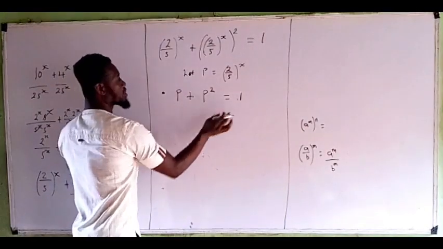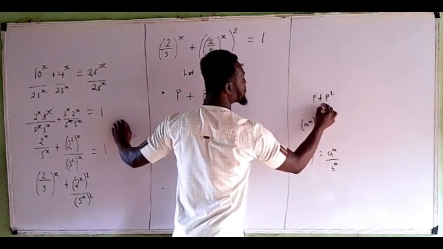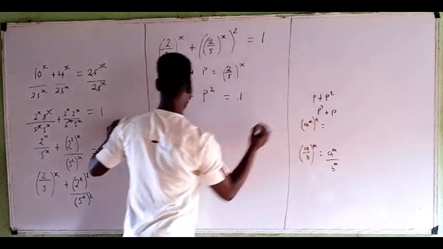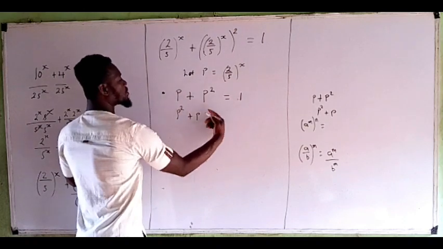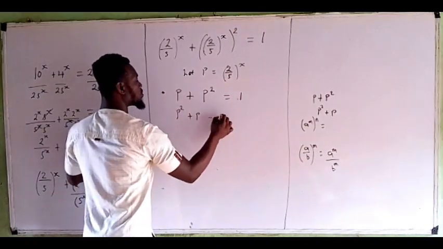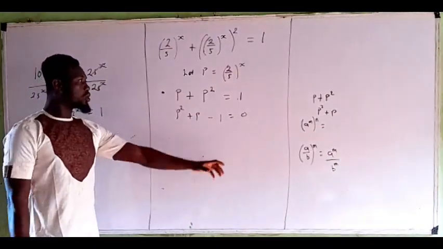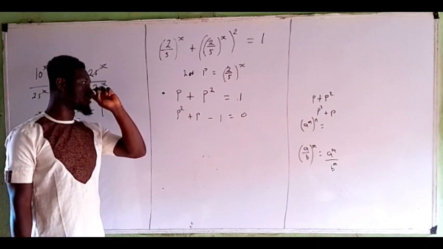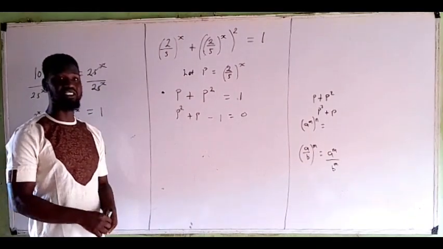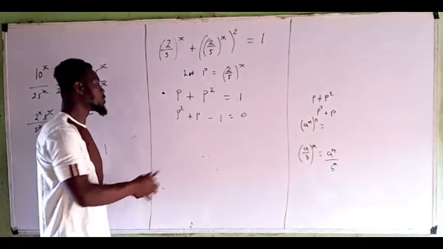So p plus p squared is the same thing as p squared plus p. So this is p squared plus p, right? Bring 1 to this side, that gives you minus 1 equals 0. So this quadratic, of course, we can't factorize here, so we use the quadratic formula to solve. This is a quadratic equation in p.